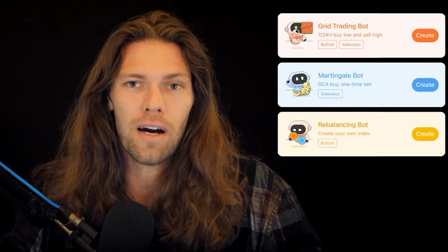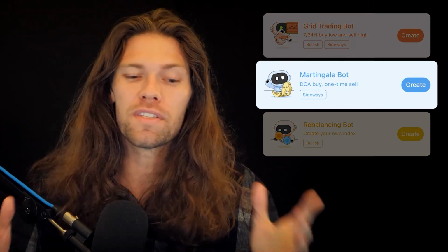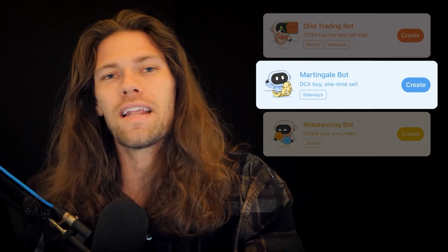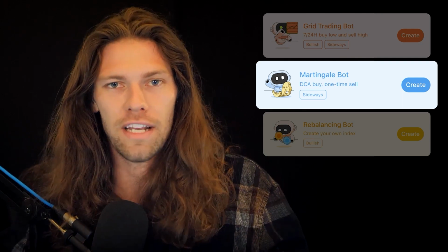Now, the second main bot is called the Martingale Bot. Put simply, the bot dollar cost averages your money into a crypto and then sells at a designated take profit percentage. This is useful if you're an emotional trader. You know who you are. Sometimes it's hard to make your regular dollar cost average buys, especially when the markets are red.